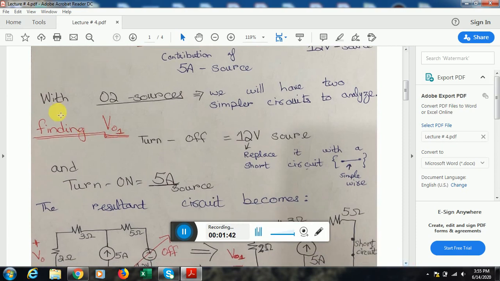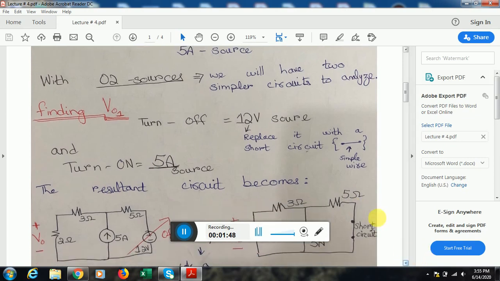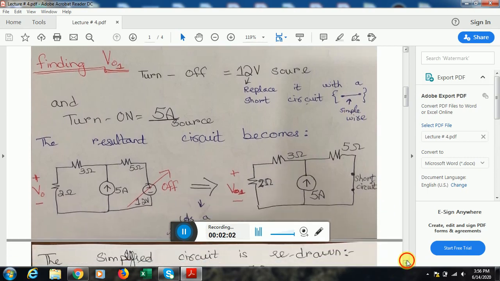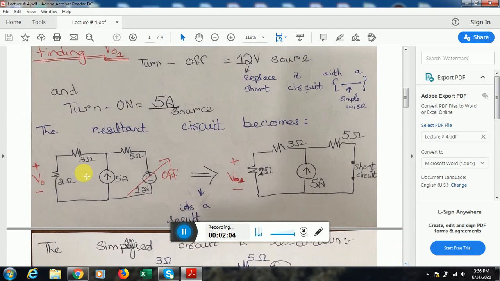So for finding V01, I turn on the 5 ampere current source, however I turn off the voltage source, which is the 12 volt source. Please remember and recall that whenever we turn off a voltage source, it is replaced by a simple short circuit, or in easier words a simple wired connection. The voltage drop across a simple wired connection is 0 volt. So by superposition theorem, while I turn on the 5 ampere current source, I turn off this 12 volt voltage source, and doing so I replace this by a short circuit.